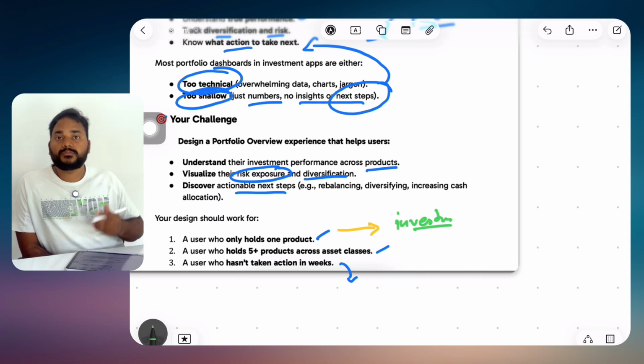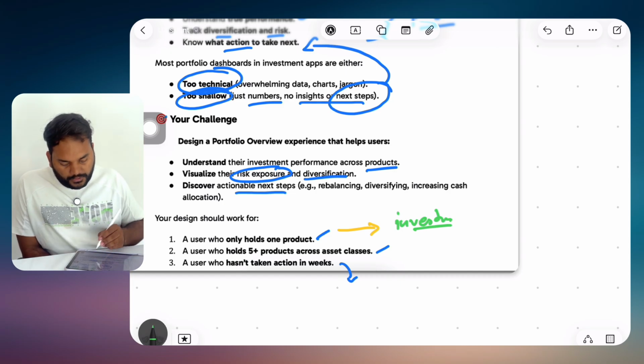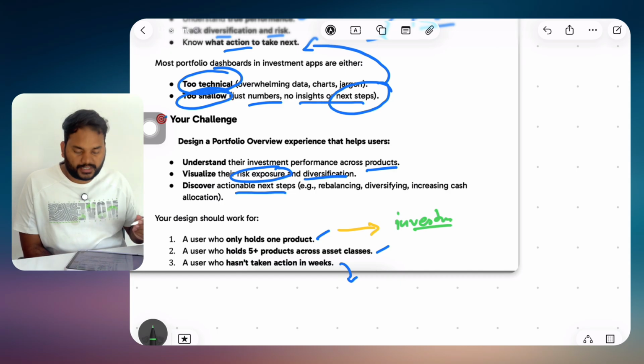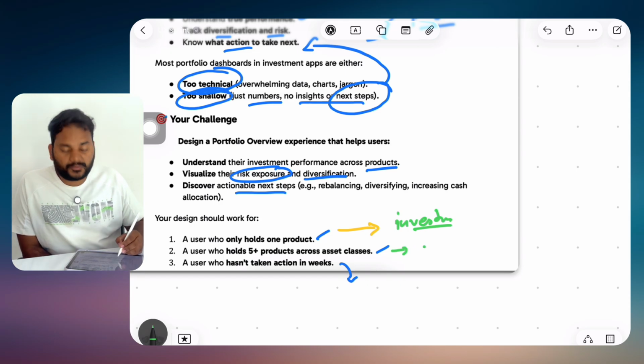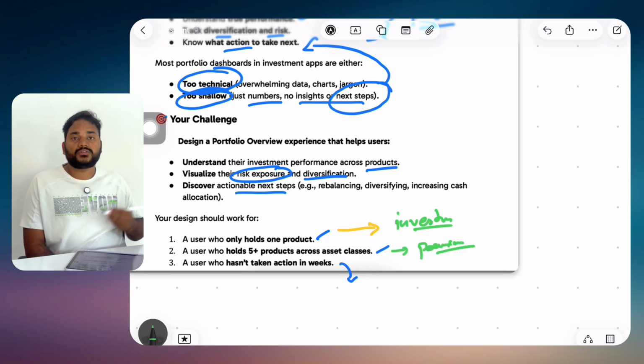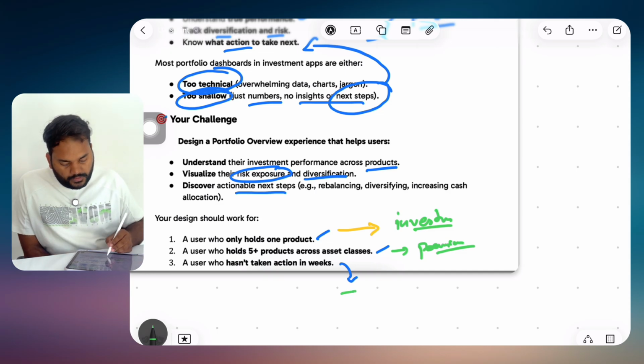So that's the first outcome for the business. Second thing is, the user should be able to hold 5 plus products in different asset classes. So this user is a premium user, which means the user will be paying the company for premium features, premium analytics and other stuff. Now the third one is the user who doesn't take any action.